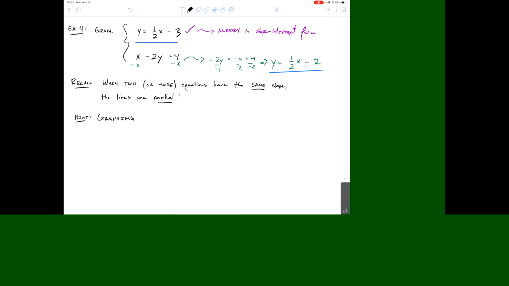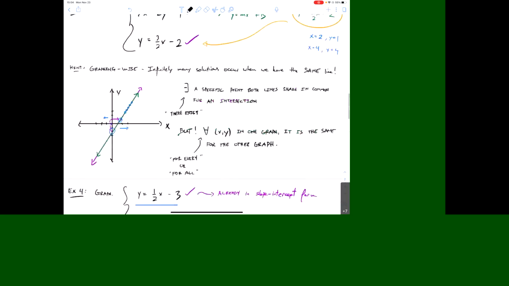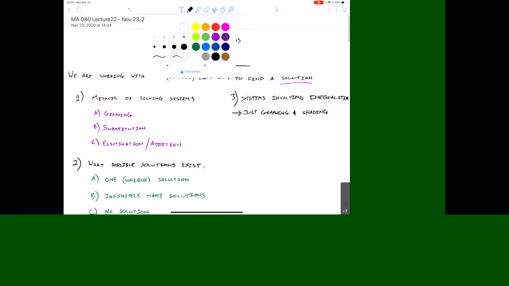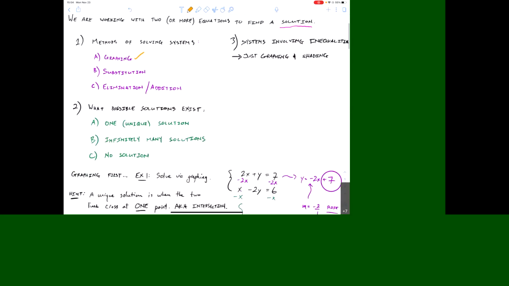Another way to say this is that no solution is the answer when lines are parallel, right? And why is it no solution? Remember, a solution is when they cross somewhere. We're doing graphing right now, and we just talked about one solution, many solutions, and now no solution.